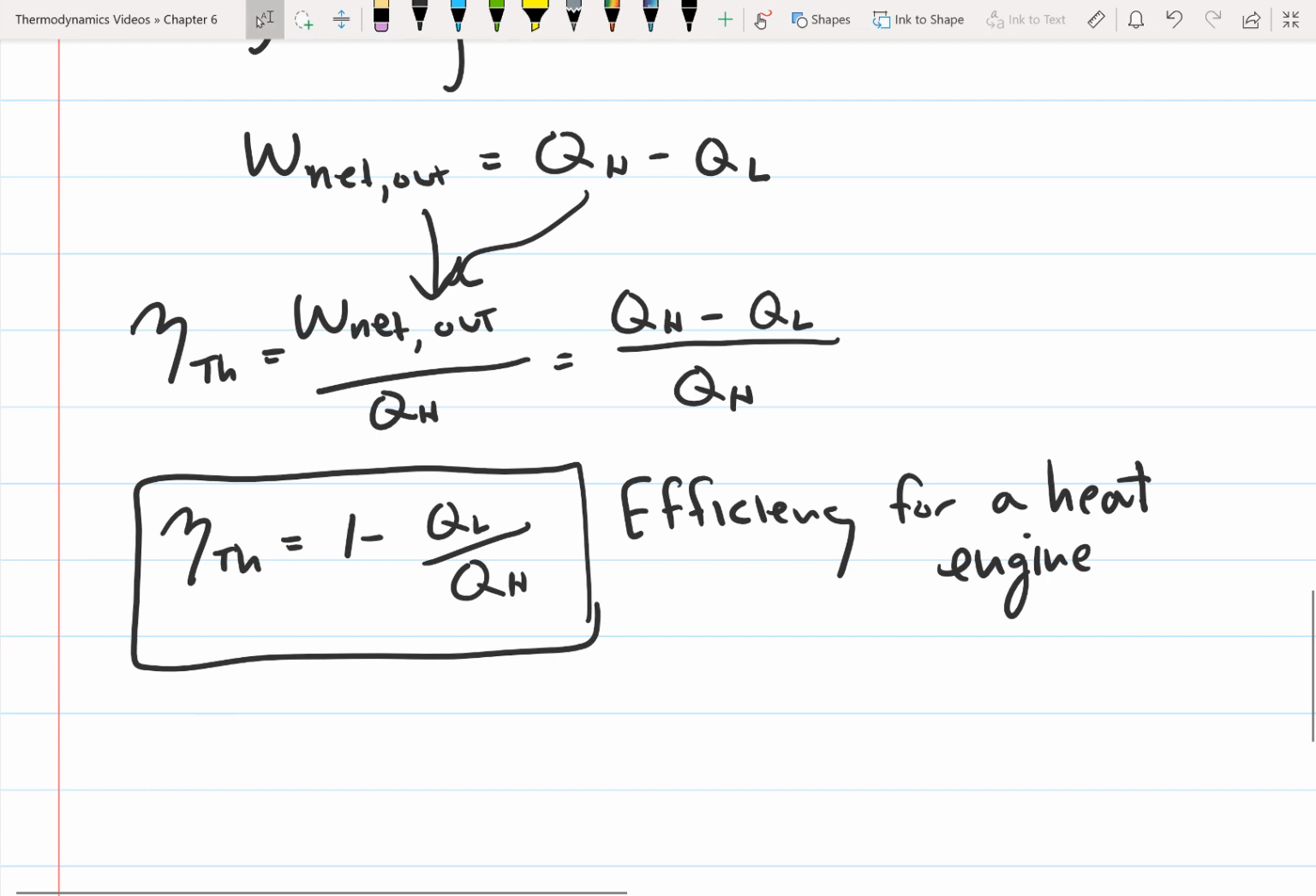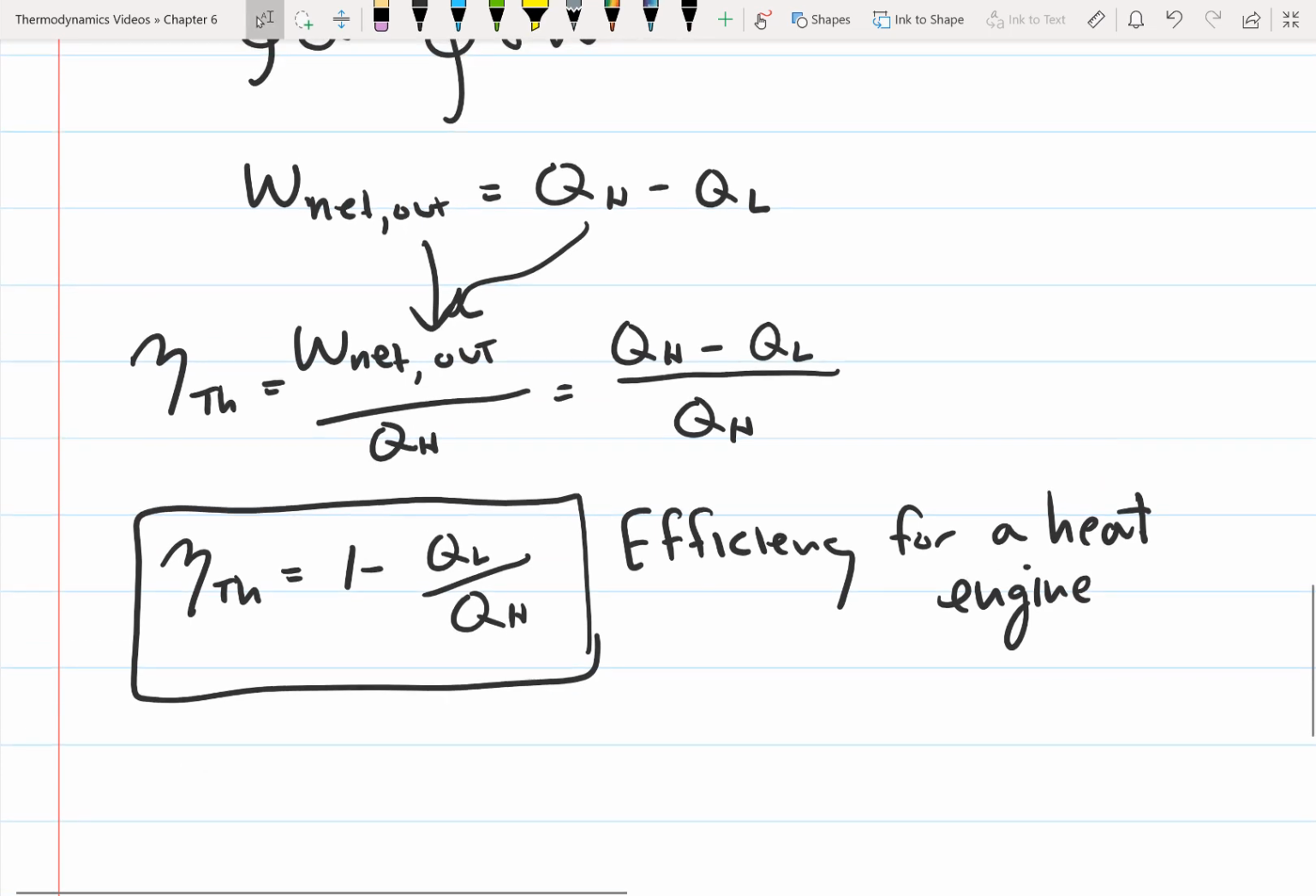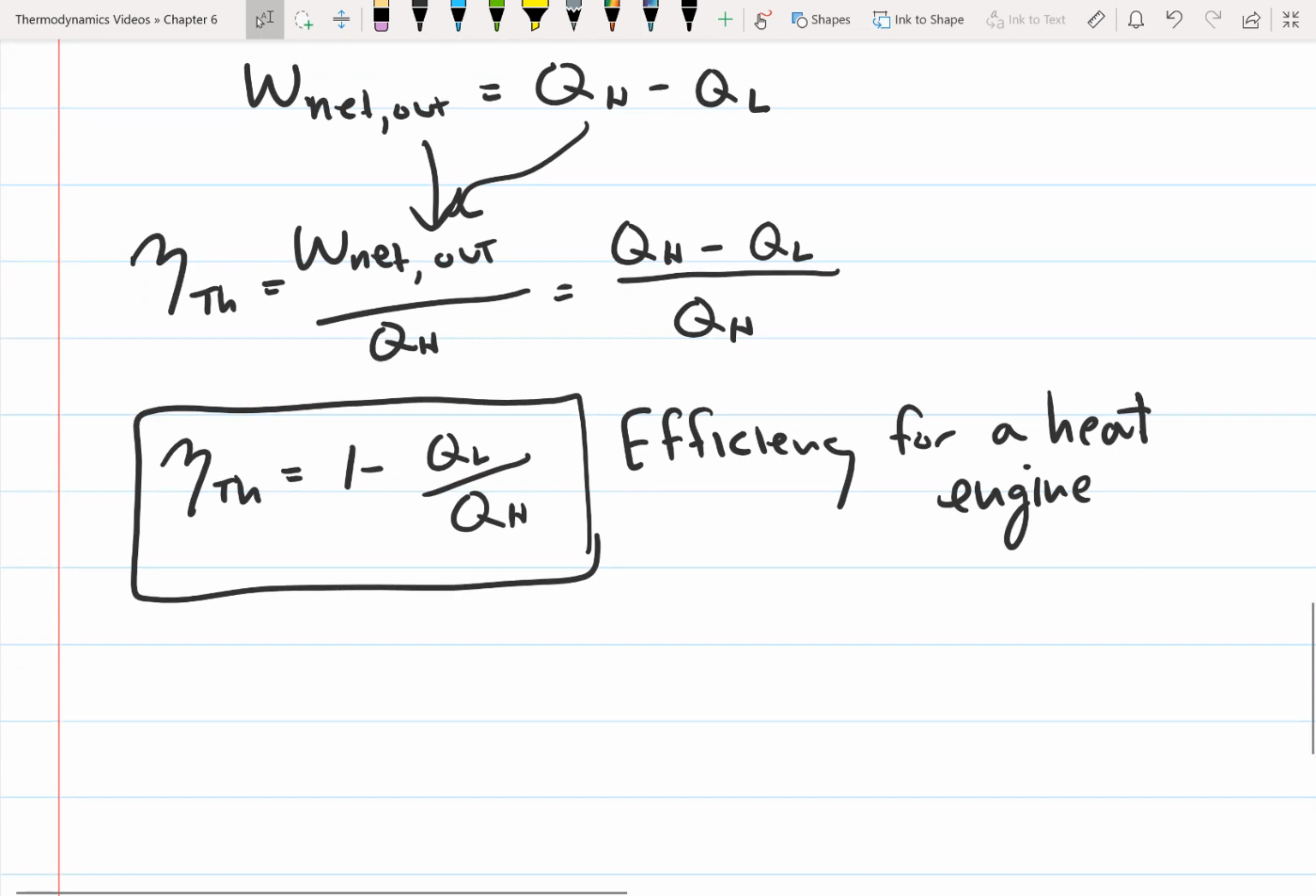One thing I want to point out is that the Q and the W in these particular equations are always absolute values, because the sign is already included in the equation. So when you use these equations, you want to use the absolute values of QH, QL and work. That's a little confusing because in the first law, the sign wasn't included; we were putting the sign in based on whether the heat or work was in or out.